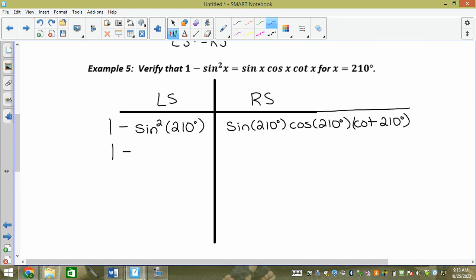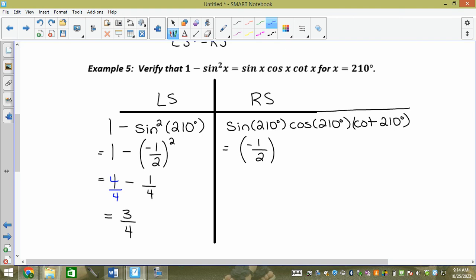1 minus the sine 210. So what's the answer to sine of 210? -1/2. Real good. There's a line. -1/2 squared. And then I get 1 minus a quarter. And then this has to change, so it'll be 4 over 4 minus a quarter, which is 3/4. And we hope the other side comes out the same. So, sine of 210, once again, is -1/2, is what you told me.